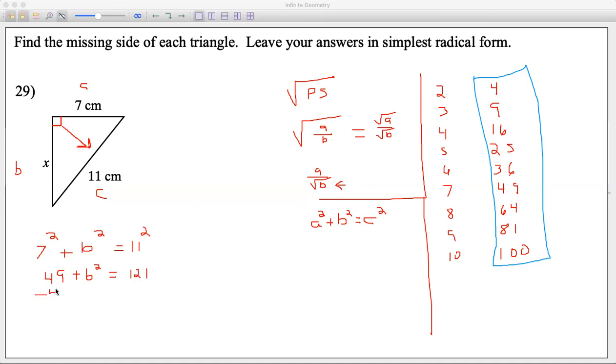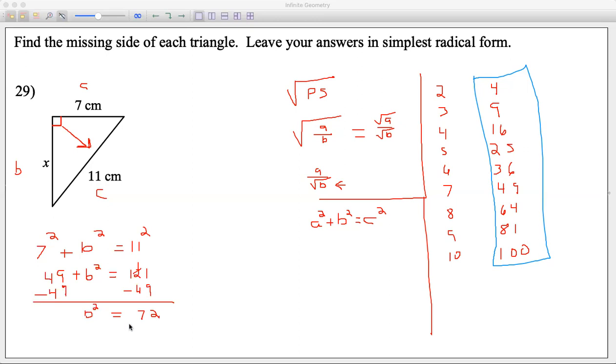Now I'm just going to do a little bit of algebra. So subtract 49 from both sides. You're either going to be adding or you're going to be subtracting. When you're solving for a leg, you're going to be subtracting. When you're solving for a hypotenuse, you're going to be adding. Let's see. That gives me, borrow 1, 4 from 11 is what, 72. So we get 72 is equal to b squared.